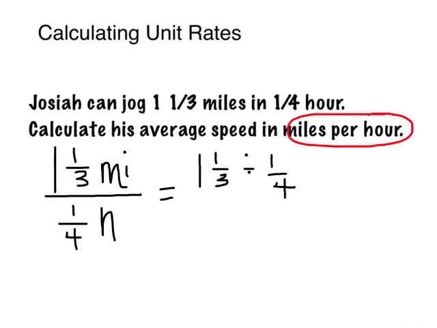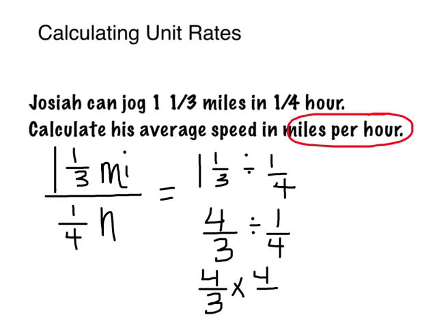Then we're going to follow our division rules. Write mixed numbers as improper fractions. 3 times 1 is 3, plus 1 is 4. Keep our denominator, so 4/3 divided by 1/4. Now we're going to change it to 4/3 multiplied by the reciprocal of 1/4, which is 4 over 1.